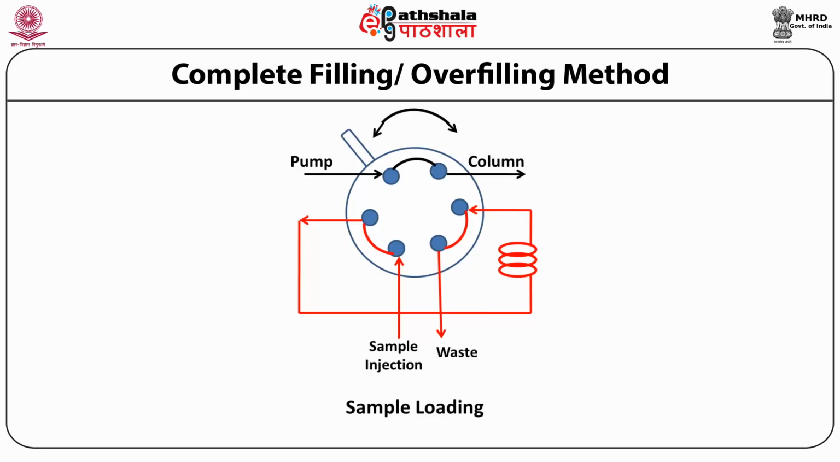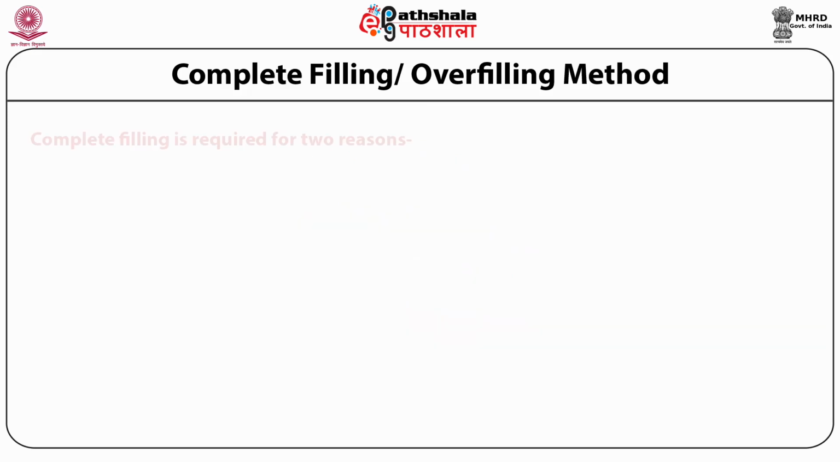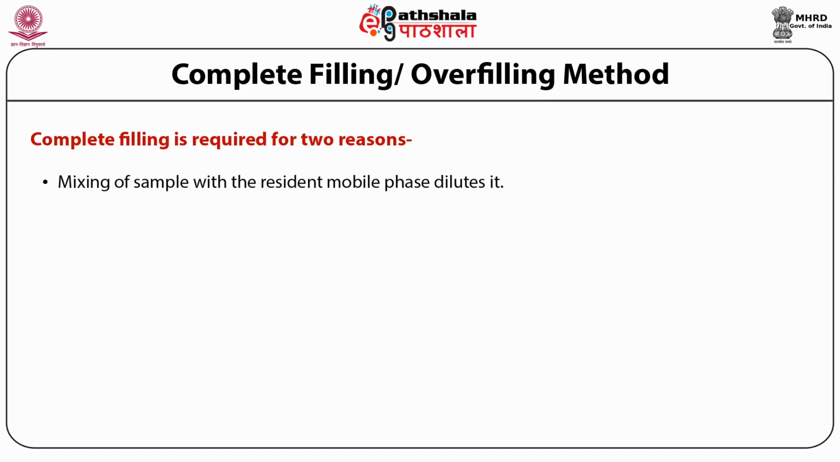This method ensures that the sample remains homogeneous and dilution effect is minimized. Although ample amount of sample is required for injection, this method maintains high degree of precision and linearity and also gives high reproducibility. Complete filling is required for two reasons. Firstly, since the loop already contains the mobile phase, when the sample is loaded in the loop, it mixes with the resident mobile phase and gets diluted.